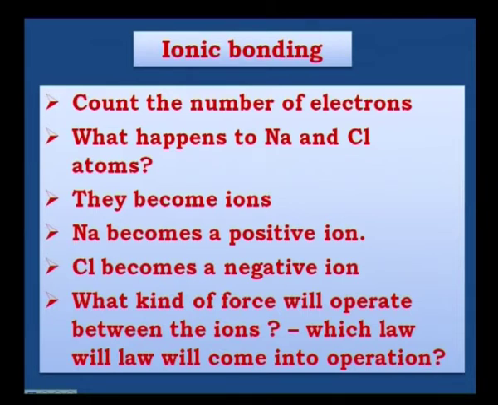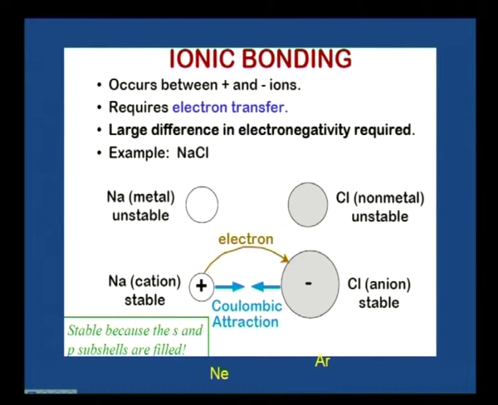So, in order to attain the octet structure, what kind of forces will operate between the ions? Between two ions, one has a positive charge, the other a negative charge. Obviously, Coulomb's law will come into operation, right. So, ionic bonding occurs between positive and negative ions. It requires electron transfer, right. Now, you have a stable sodium atom having 11 protons and 11 electrons, chlorine will have 17 protons and 17 electrons. Now, what happens is an electron will be jumping from here to here.